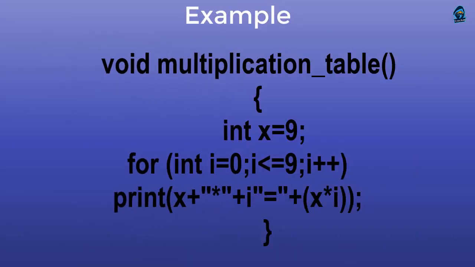Now let's discuss an example. In this example, it just starts with the word void. That means it's a method that does not return anything. And second, the name of the function is mentioned.